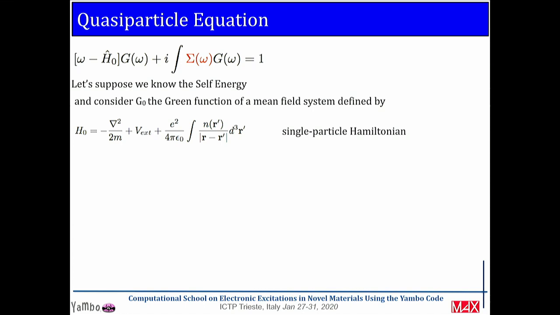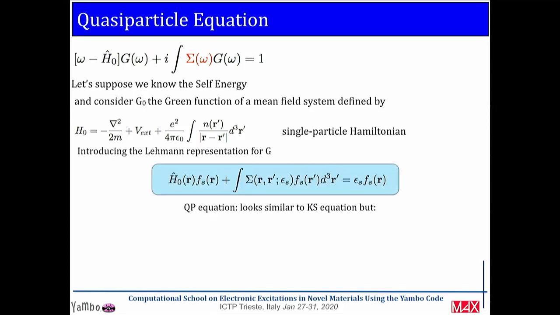From the equation of motion of the Green function, we can arrive at these equations, and if we know the self-energy, or rather the approximation of the self-energy, we arrive in the Lehmann representation at the quasi-particle equation. This is the equation we want to solve. This is the Dyson orbital, and this is the self-energy.